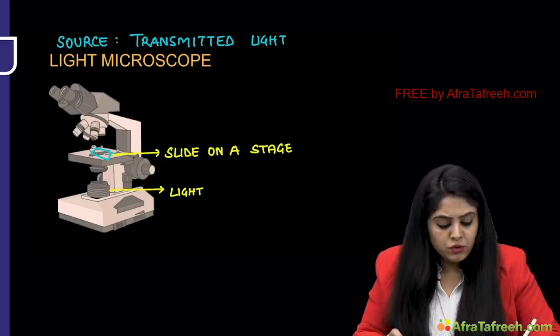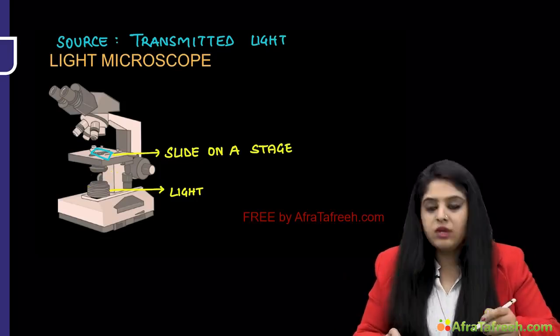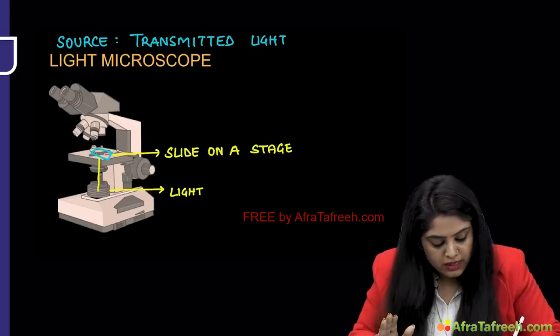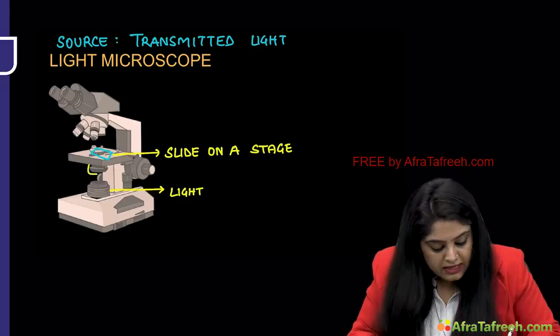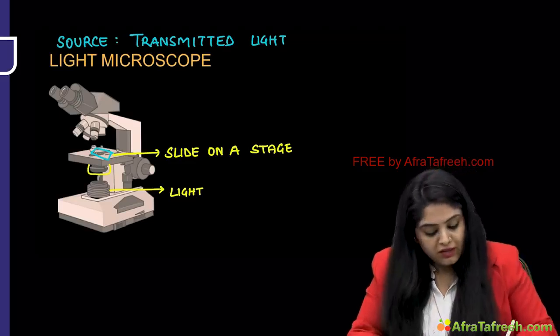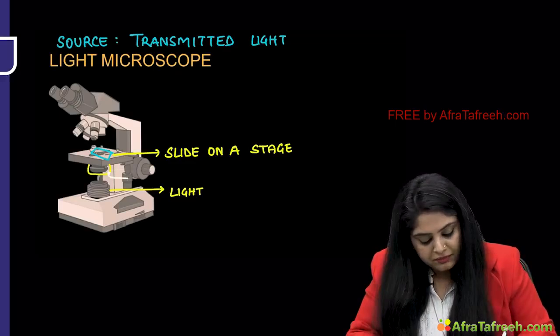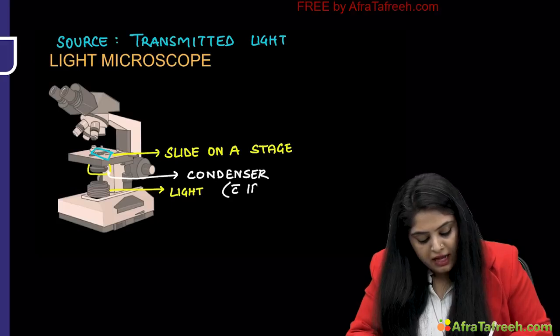Now tell me, do you want the light to go in all directions? Of course not. I want the light only to go to my slide. How do I make sure? Because here I have a tiny little thing below the stage. Can everyone see? Below the stage, we have something known as the condenser. Remember, there is something known as the condenser, and this condenser has an iris.